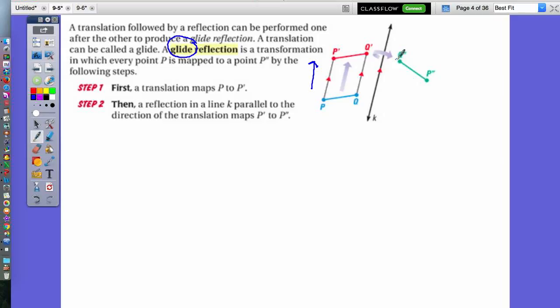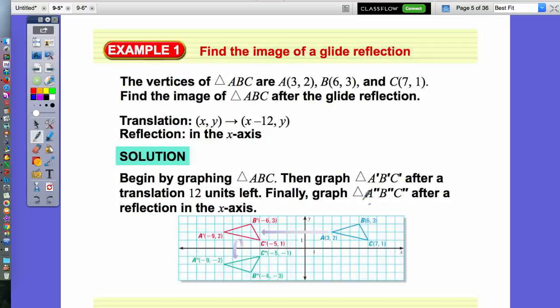The thing that's important to note in a glide reflection is had I changed the order and done the reflection first and then the translation, the final image would have been in the same location. So when I am translating and reflecting or reflecting and translating, the order of that does not matter. And that's what they do here.